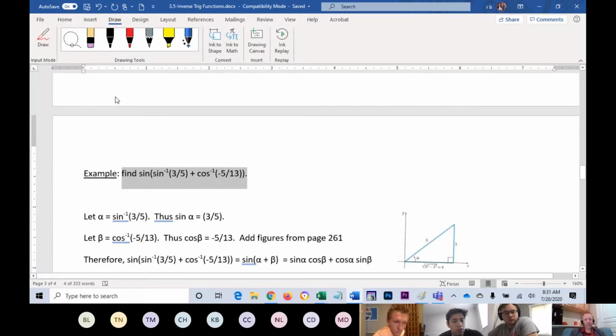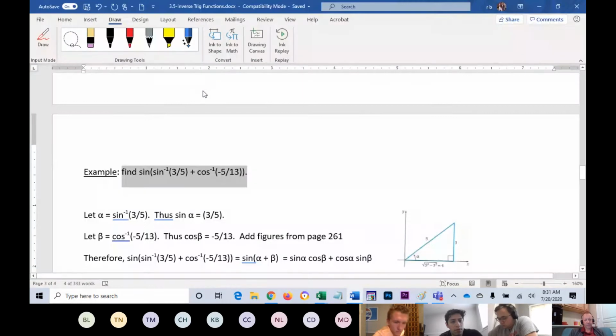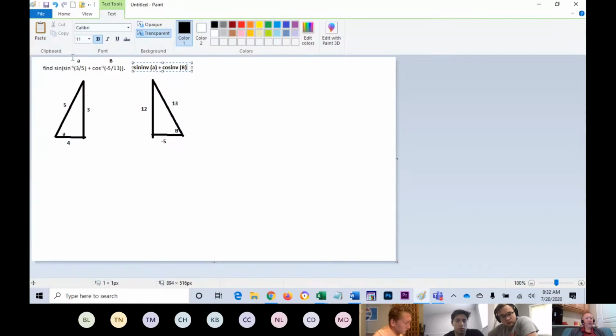Okay, so remember, think of this as your alpha. Think of this as your sine of alpha plus beta. Do you know any identities that could help us in this case? Yeah, I think it's the double trigonometry. No, it's some different identities. It's the addition one, right? Addition one. Okay.